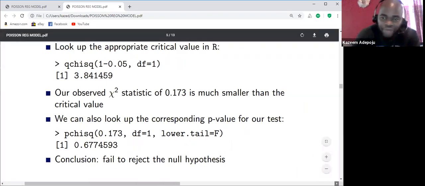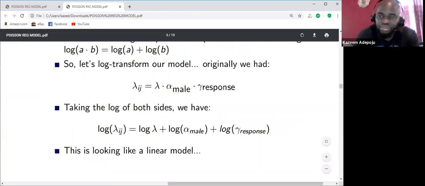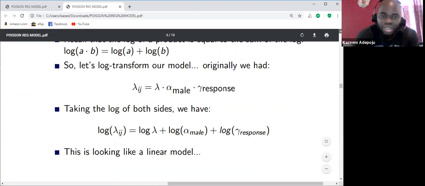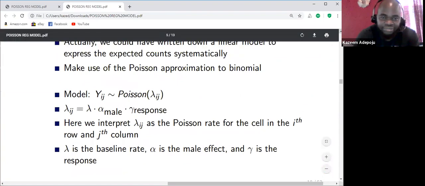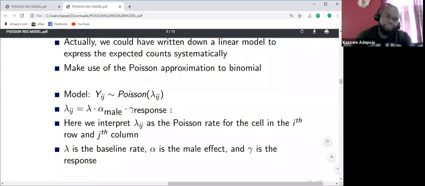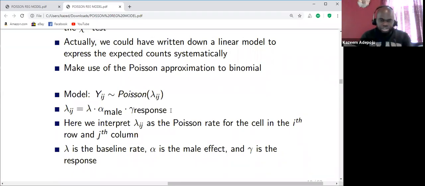Now, let me also tell you that that is using the chi-square test. What if we want to use a Poisson regression to do that? Then I'm going to start a model this way.